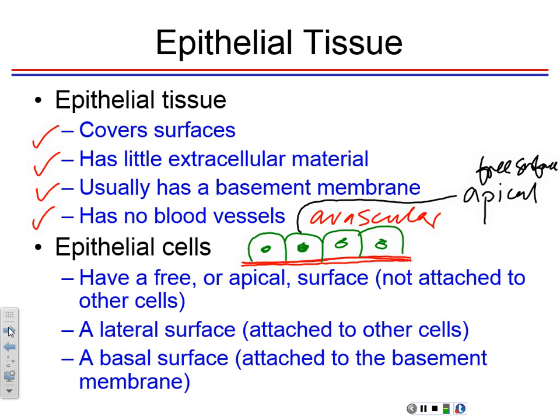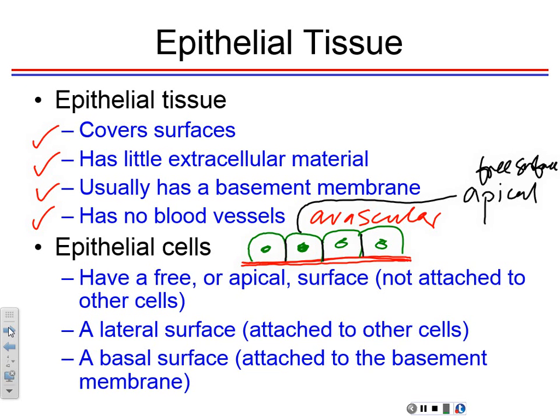So the lateral sides are connected to another cell. So this will be the lateral side, lateral side, lateral side, connected to another cell. By those cell junctions, we covered a little bit, we're not talking about the cells now, but we'll talk more about those kinds of junctions. They could be tight junctions or desmosomes and so forth. And then hemidesmosomes connect the cells to the basement membrane.